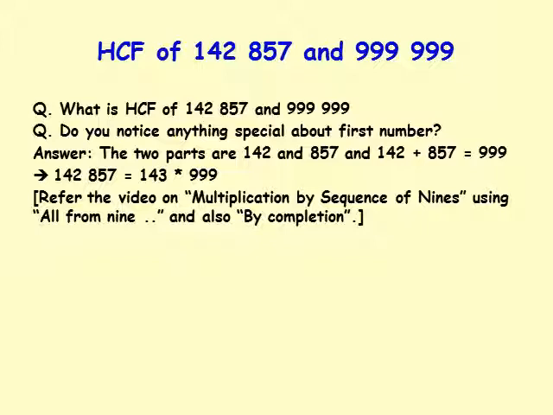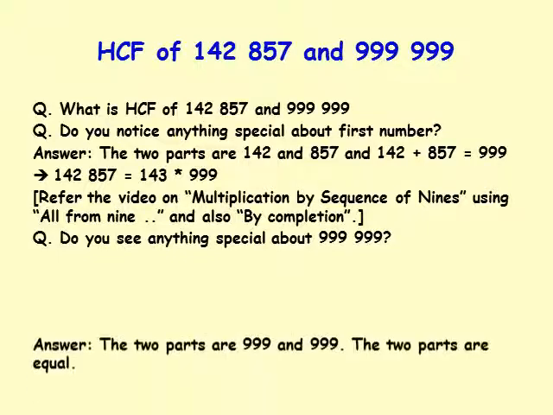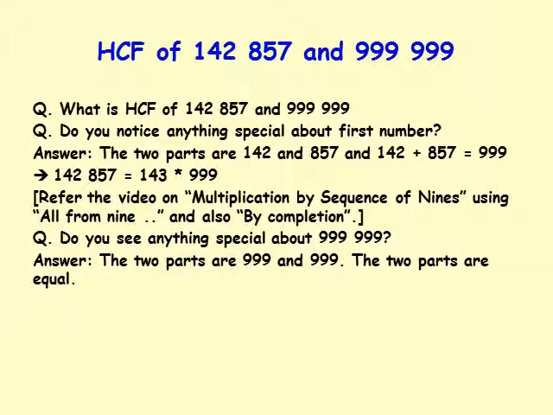Let's look at the second number now. Do you see anything special about this number? 999 999. The two parts are equal, 999 and 999. Does that tell you anything? How would someone obtain two equal parts in a number?